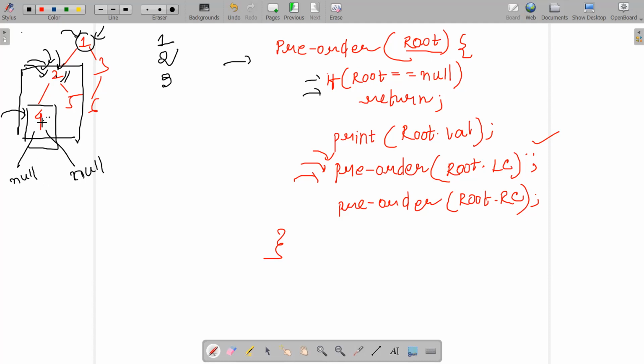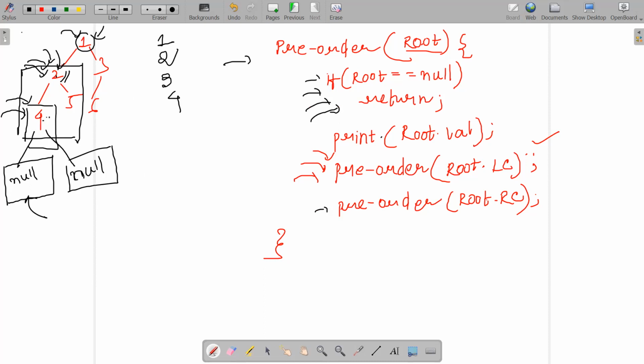After printing 4, you would be calling pre-order traversal on the left subtree of 4, that is rooted at null. So if the recursive function call is being called here, then what would happen? The base condition would be hit, root equal to null, return. It would be returning to its previous function call. Now, after printing 4 and visiting the left subtree of 4, this function call would call the right subtree of 4, that is also rooted at null. We will hit the base case, and it would return. And once the entire subtree of 4, that is the only node 4 itself, has been visited and printed.